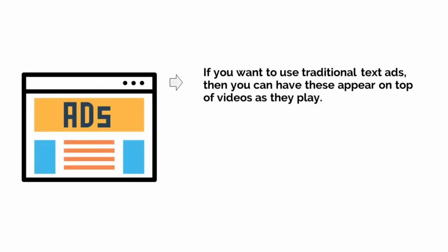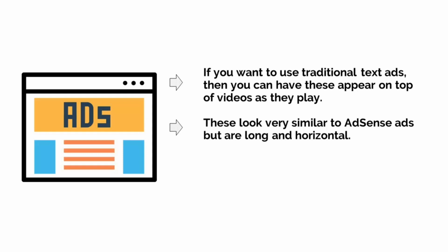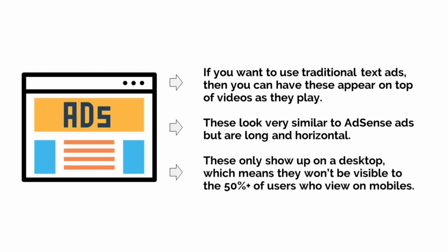Once you've done all this, you'll then have the option to choose your advert and to set it up. The first thing that you'll need to consider here is which type of advert you're going to use. There's actually multiple options in this regard, and some will even allow you to earn money without creating an advert at all. If you want to use traditional text ads, then you can have these appear on top of videos as they play. These look very similar to AdSense adverts, the ads that appear on websites, but are long and horizontal. These only show up on the desktop, mind, which means that they won't be visible to the 50% plus of users who view them on mobiles.